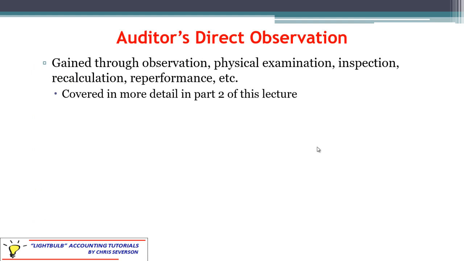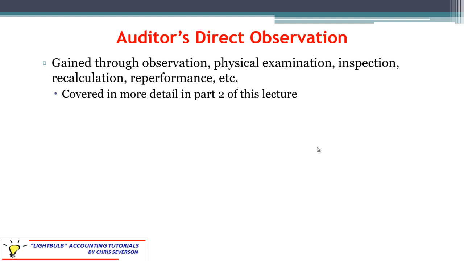So let's go through those in more detail. The auditor's direct observation. Now, this one we're going to see a lot more of in part two, but again, we gain this through observing something. So we observe how the client is doing something, how the controls are working, how the inventory is counted.